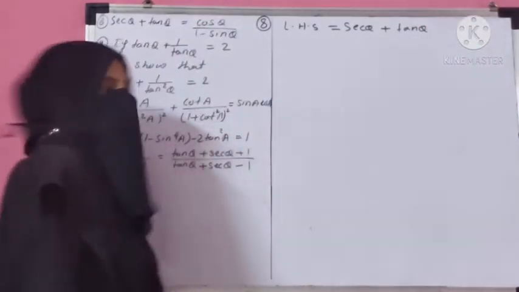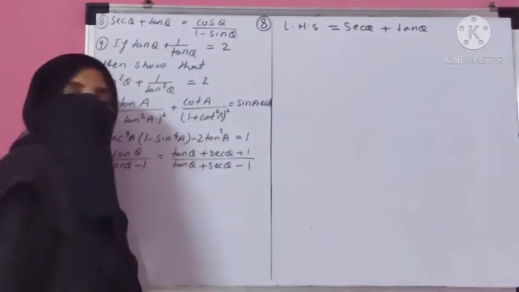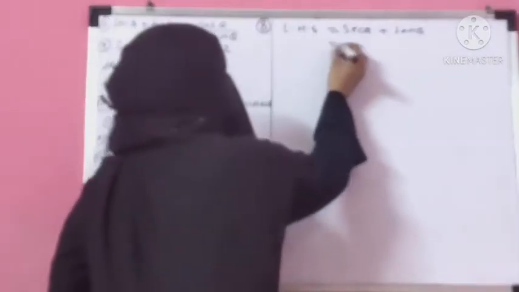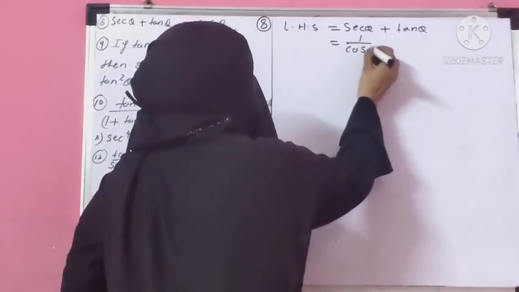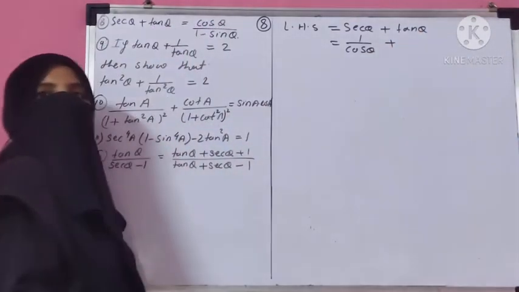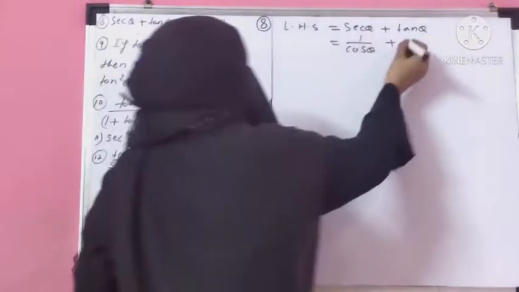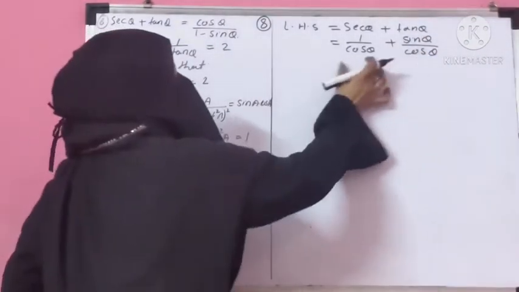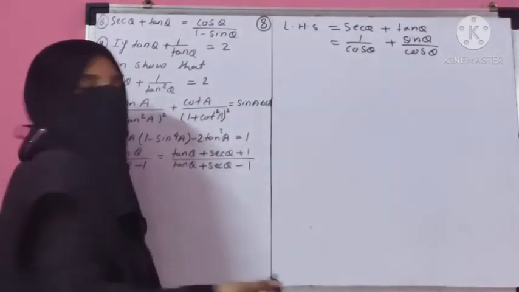Okay. So first of all, sec theta. You know that sec theta is the inverse of cos theta. So sec theta is 1 upon cos theta. And tan theta is nothing but sin upon cos. So tan theta is sin theta upon cos theta. Okay. Now see, in these two ratios, the denominator part is the same, cos theta, cos theta.